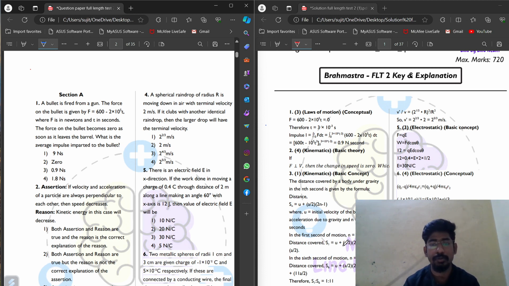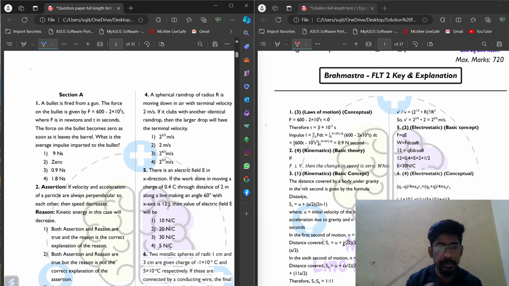So without wasting any time, let's dig into the question paper. The paper is divided into section A and section B. Section A contains 35 questions and section B contains questions 36 to 50, that is 15 questions. Out of these 15 questions, you have to attempt only 10, and in section A you have to attempt all the questions, that is 1 to 35.